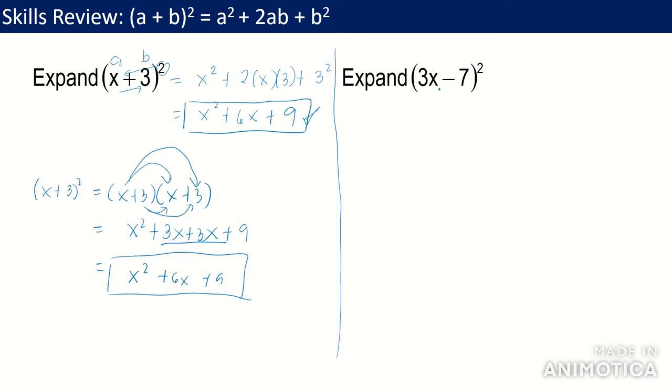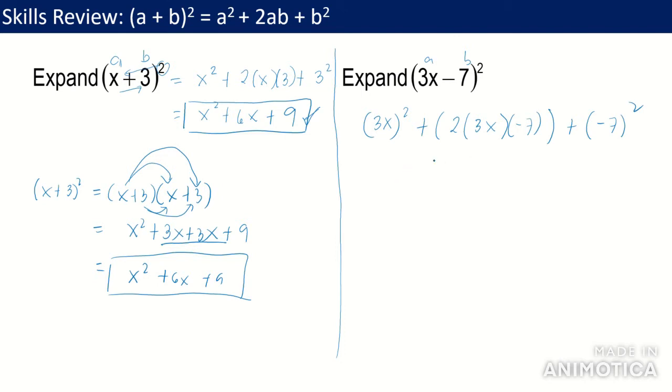We're going to make use of the pattern. This is our a and this is our b. The square of a, so we have 3x. Enclose it in a parenthesis, (3x) squared, plus we have 2 times our a, which is 3x, times b. Our b is negative 7. You consider the operation as the sign of the number. Then we have plus the square of negative 7.